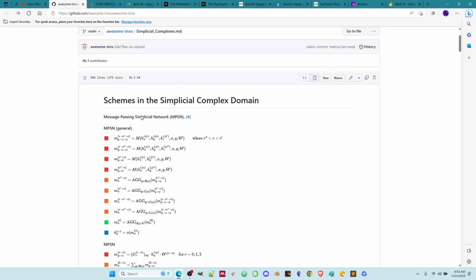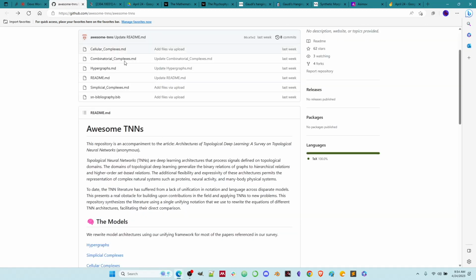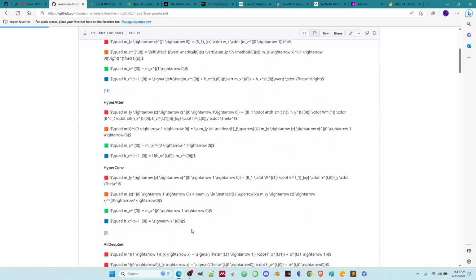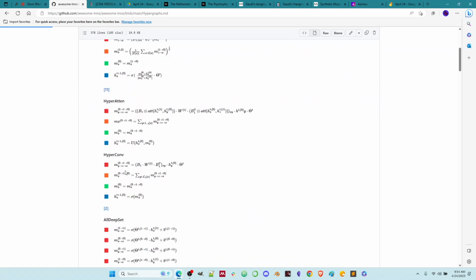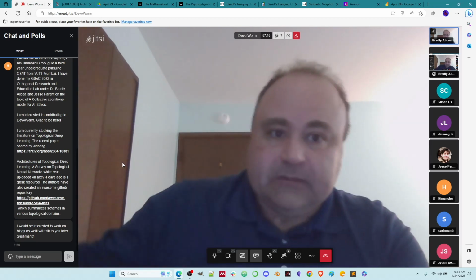These are different schemes. Without getting too much into it, because you have to talk about the field and define a bunch of terms, you can go to that repository, browse around, and get a sense of the major areas. You have schemes in the hypergraph domain, like HyperSAGE, HyperAttend, and HyperConv, which I imagine is a convolutional network, and also DeepSets. They're different schemes, and I think it's a good place to look and try to figure out what might work with what we're doing in DevoLearn, so, in DevoGraph.